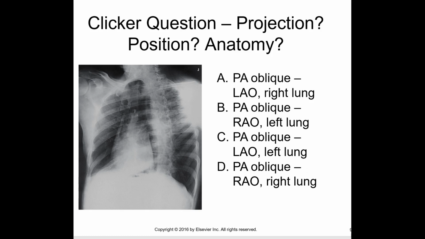And the last slide here. The correct answer here is A, PA oblique. LAO, it's showing the right lung. So that concludes the special projections for the chest.